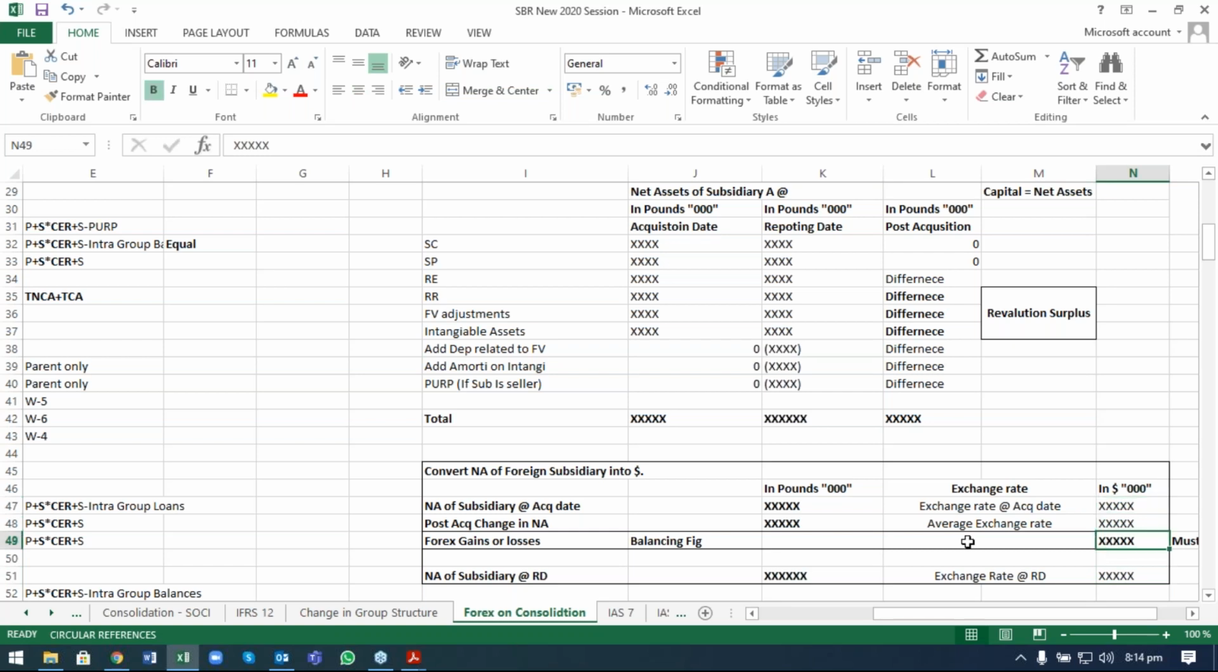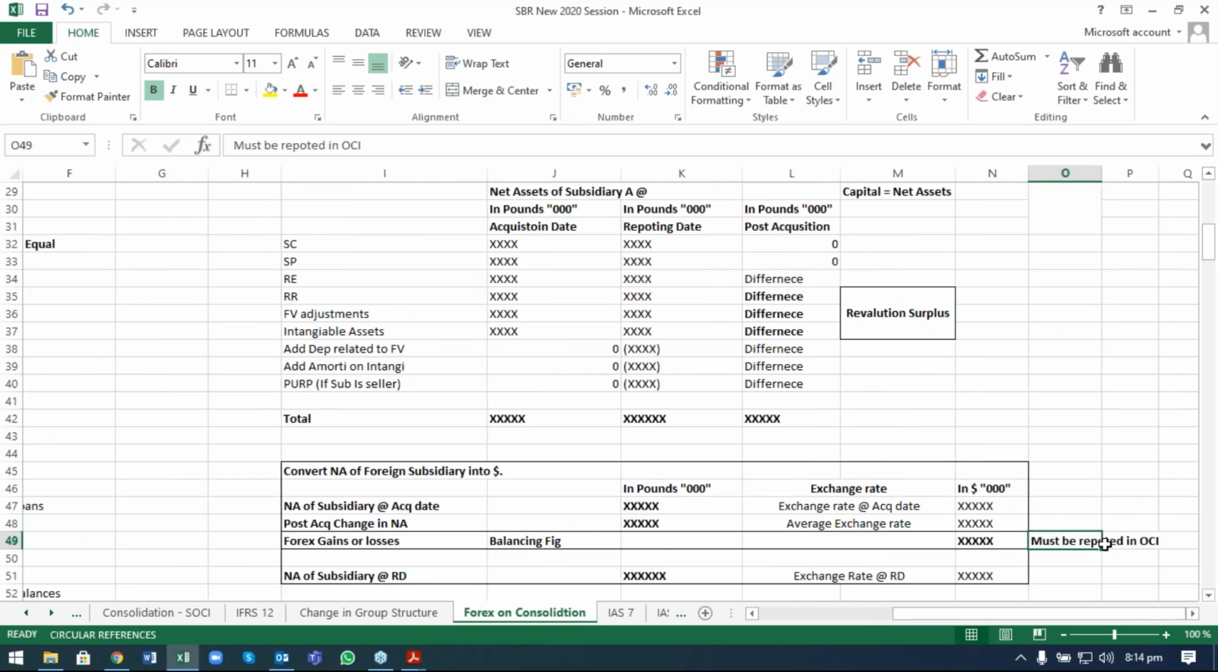There could be some balancing figure that's named foreign exchange gains and losses. These foreign exchange gains and losses must be reported in other comprehensive income. That's a conflict in IAS 21. IAS 21 says any foreign exchange gains and losses related to an individual transaction should be reported in the profit and loss account, while at the same time IAS 21 says that any foreign exchange gains and losses that arise on consolidation should be reported in other comprehensive income. So we are going to update these in other comprehensive income.